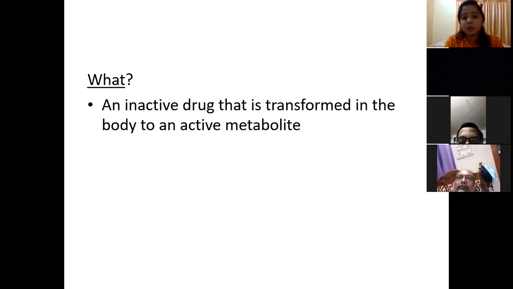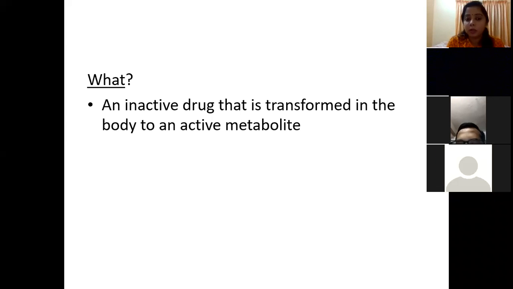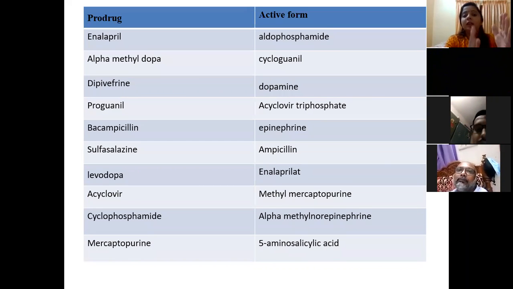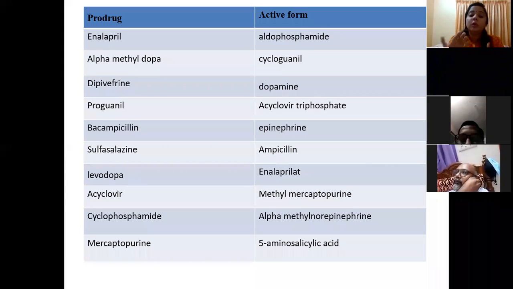There are various inactive drugs. This prodrug topic was also asked in previous NEET questions. Some options will be given and you'll be asked to identify which will be the prodrug. So it is actually an inactive drug which is transformed in the body to an active metabolite. In the first column, the drugs are the prodrugs, and in the second column you have the active form of those drugs. It's not easy to remember the many prodrugs. You'll remember the common ones, but if other drugs are asked, it will be difficult to remember.